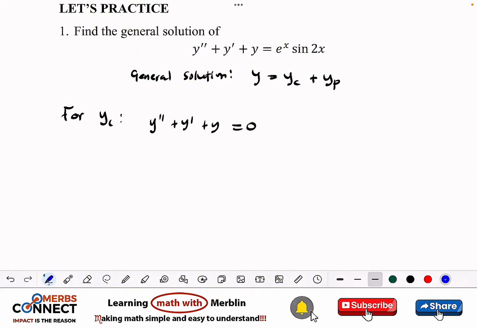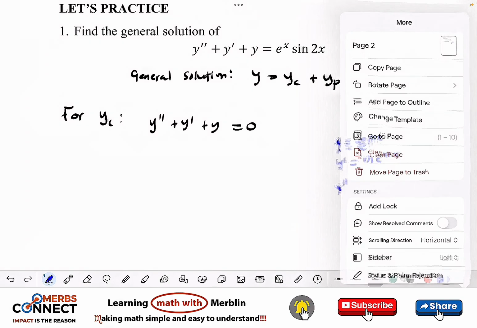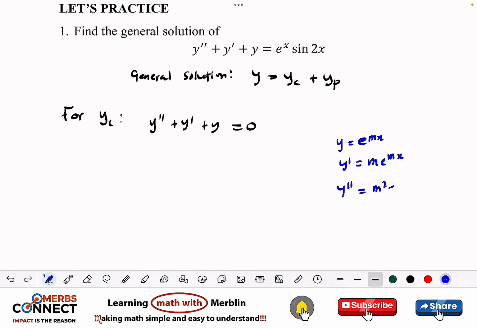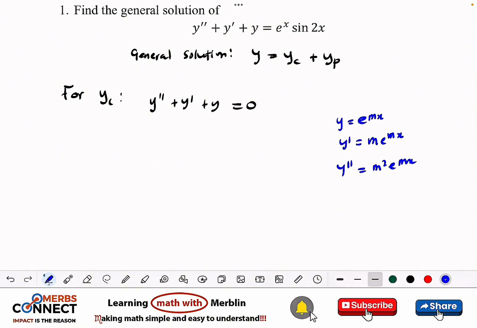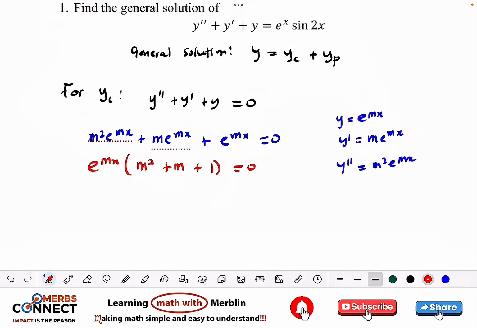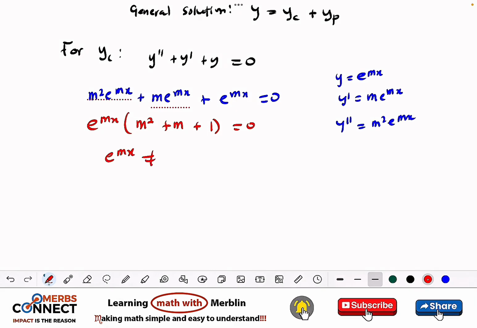The same process again. We let y be equal to e to the power mx, y prime will be equal to m e to the power mx, and y double prime will be equal to m squared e to the power mx. So we do substitution here. We are going to have m squared e^mx plus e^mx plus e^mx equal to 0. Same process, factor this out. It will be left with m squared plus m plus 1 equal to 0. Since e^mx is not equal to 0, m squared plus m plus 1 should be equal to 0, and this is the characteristic equation.